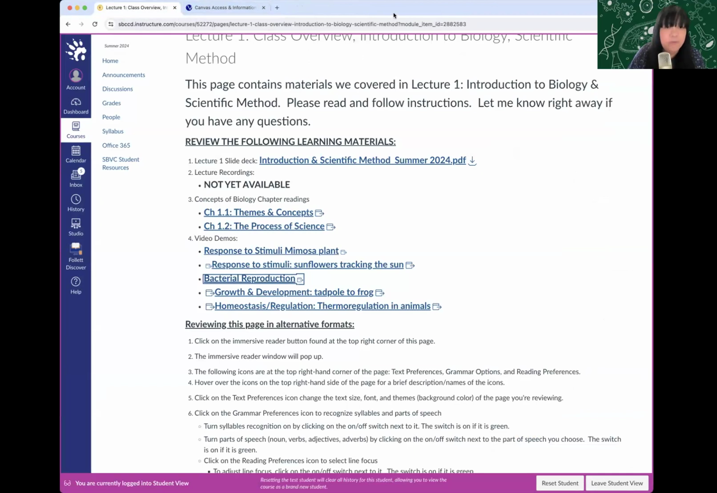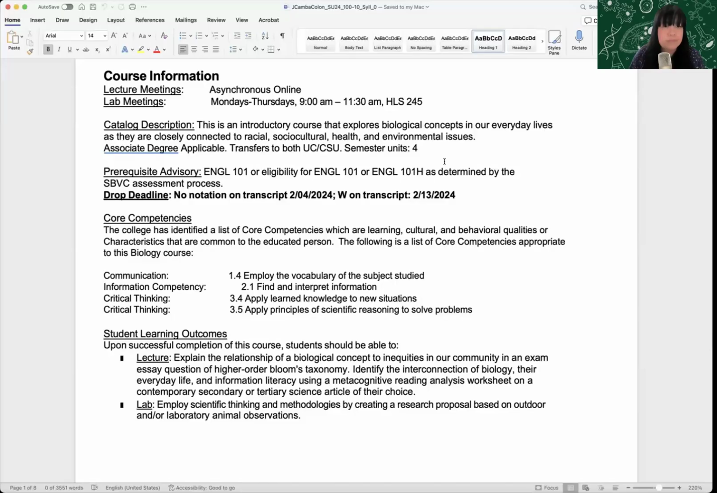Okay, so now let's go back to our syllabus. Okay, so we're back to our syllabus, and this tells you the prerequisites. This gives you a catalog discussion of our class. We just went over the lecture meetings and lab meetings. Lab meetings, in-person meetings will be Mondays through Thursdays from 9 a.m. to 11:30 a.m. in HLS 245.